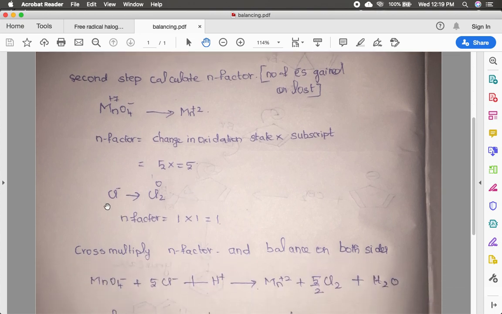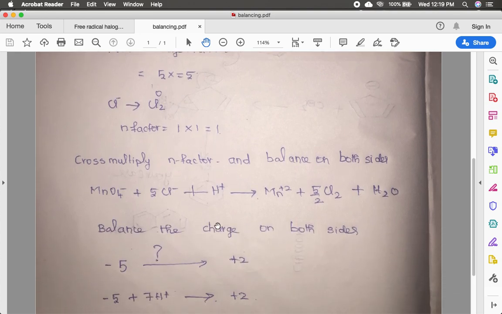For chloride, the change in the oxidation state is -1 to 0, which is again 1, and the subscript is 1. So the N factor for chloride is 1. The next step is cross multiplication of the N factor. We have to multiply the permanganate by the N factor of chloride and chloride by the N factor of permanganate.